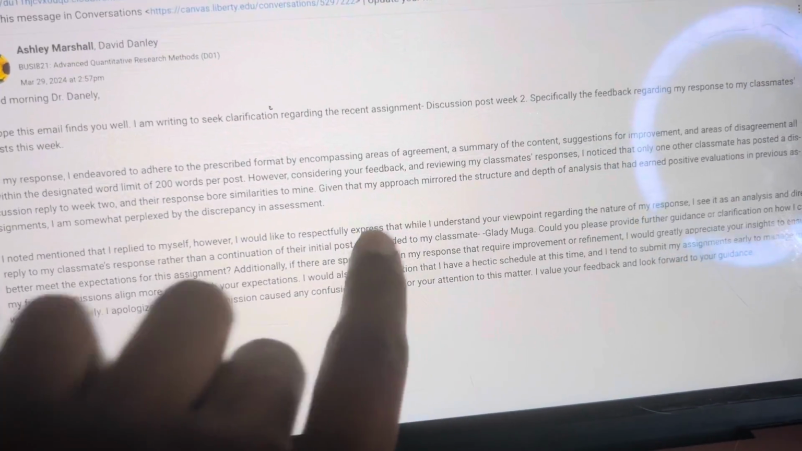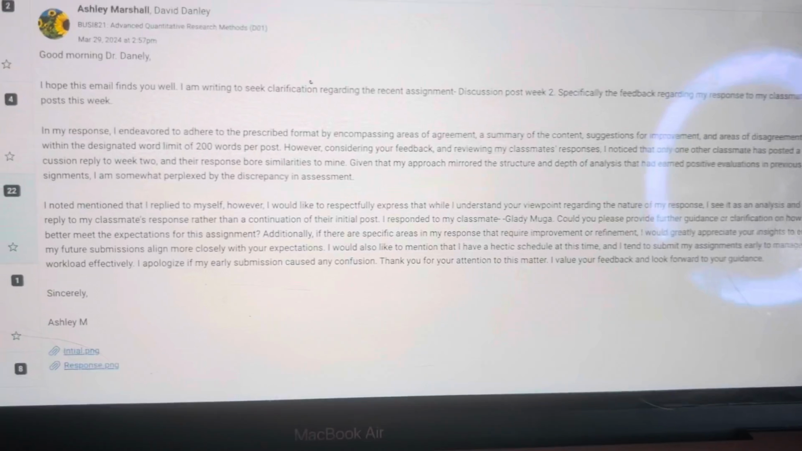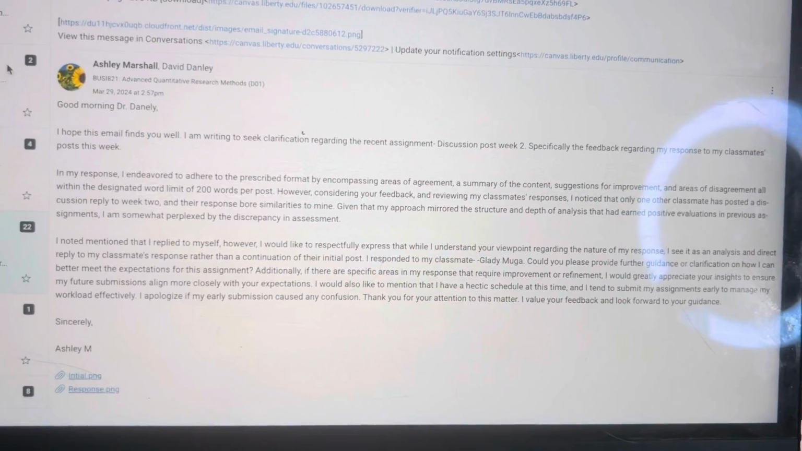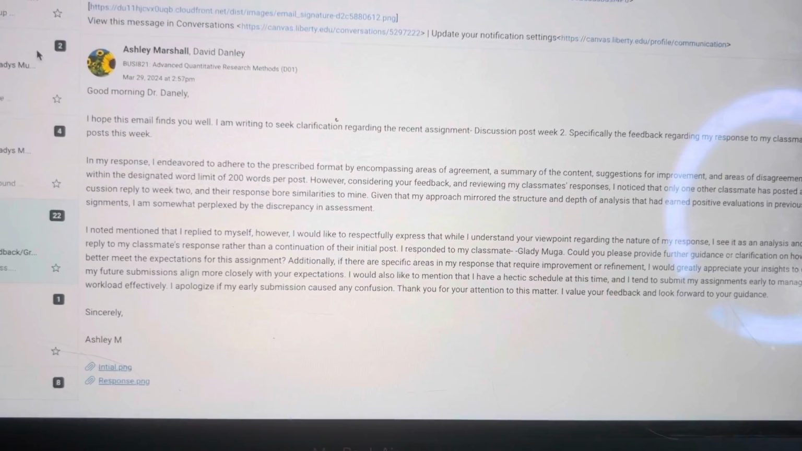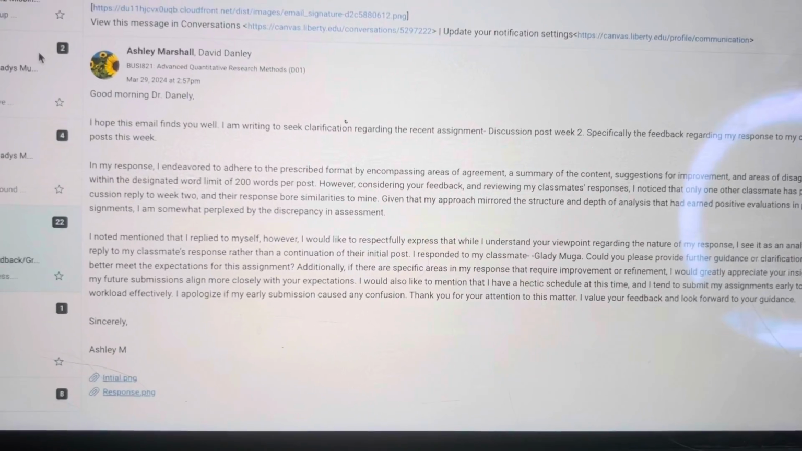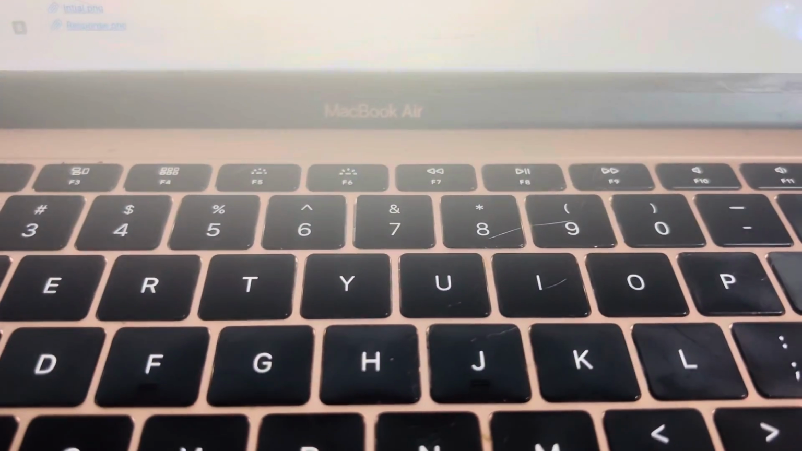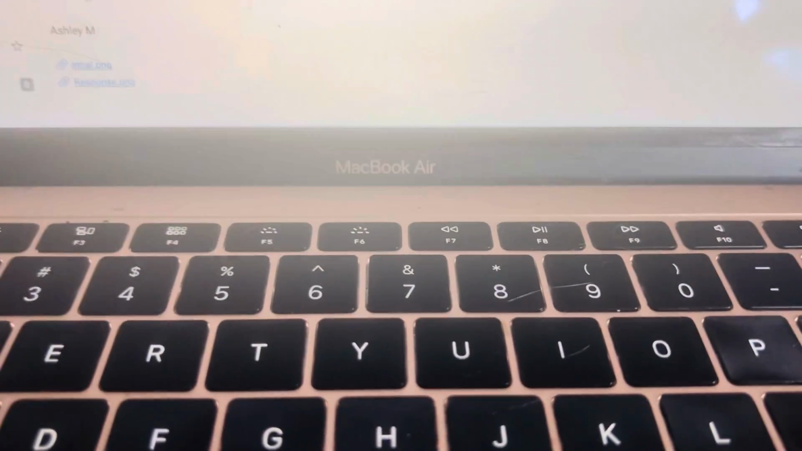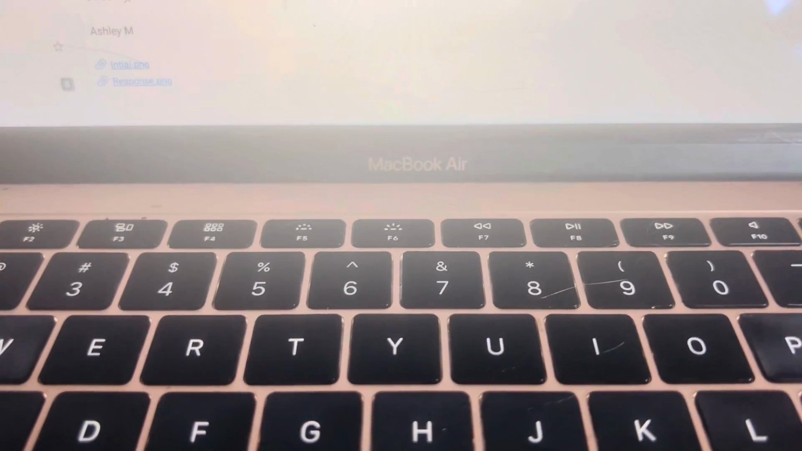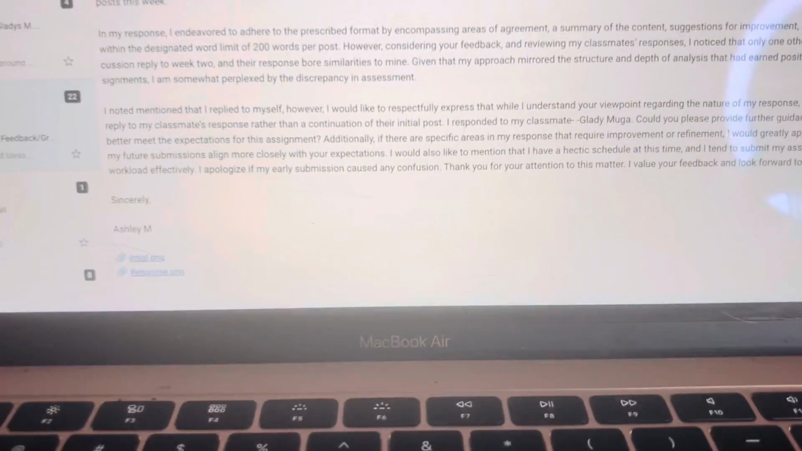However, I would like to respectfully express that while I understand your viewpoint regarding the nature of my response, I see it as an analytical and direct reply to my classmates' response rather than a continuation of their initial post. I responded and I tell them who I responded to. Additionally, if there are any specific requirements of refinement, I would greatly appreciate your insight to ensure my future submissions align closely with the expectations.